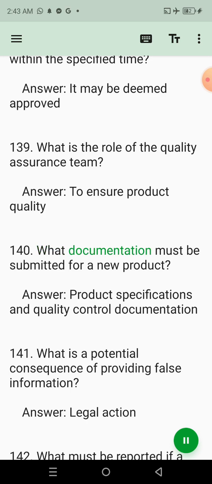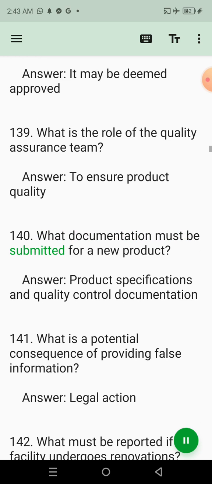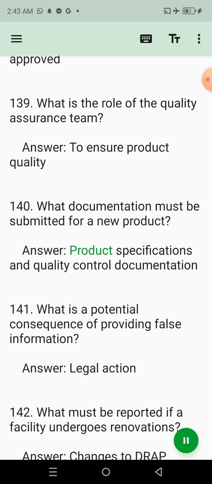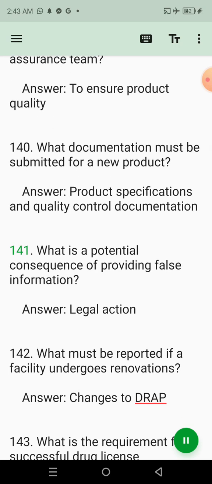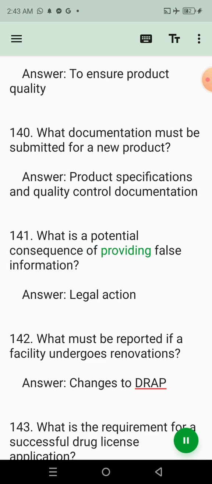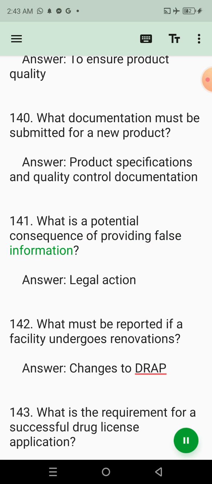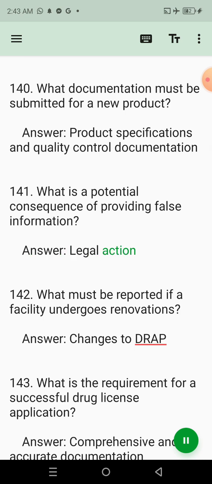140. What documentation must be submitted for a new product? Answer: product specifications and quality control documentation. 141. What is a potential consequence of providing false information? Answer: legal action.